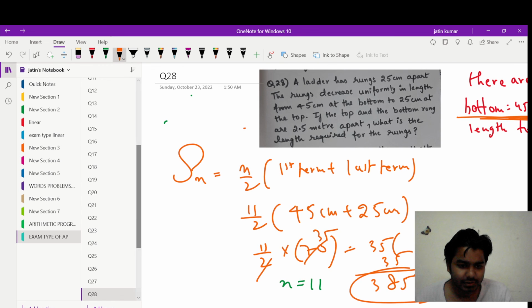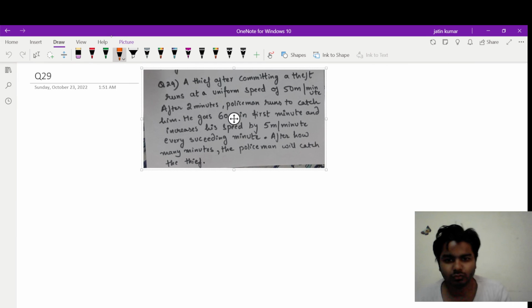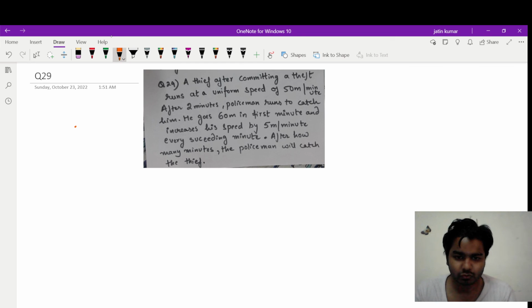Question number, now we are left with a few more questions. A thief after committing a theft runs at a uniform speed of 50 meter per minute. After 2 minutes the policeman runs to catch him. He goes 60 meter in the first minute and increases his speed by 5 meter per minute every succeeding minute. After how many minutes will the policeman catch the thief?